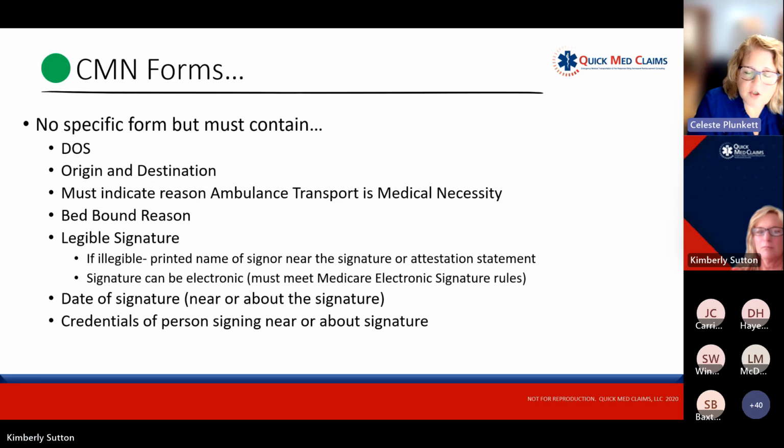The big thing, if you guys do any repetitive transports, again, those cannot be obtained after the fact. They have to be done before the transport. So if you do those, please talk to Kim about the importance of that if you're struggling with that, because those trips, especially dialysis trips, add up quickly. So we just want to make sure that you have all your documents together prior to even doing the transport.